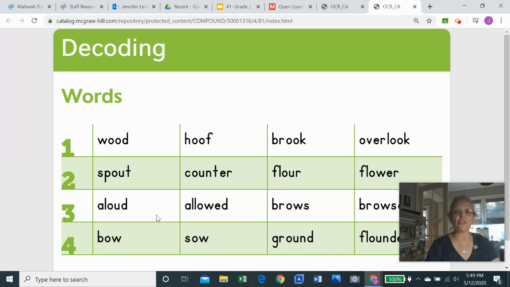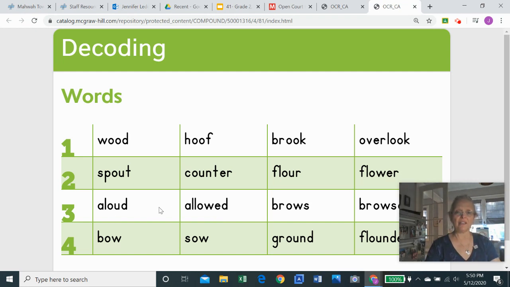Okay, third line. Aloud, allowed, brows, and browse. I'm sorry, you cannot see the end of this word, browse, but it's B-R-O-W-S-E. Now, you probably noticed something about these words. These are pairs of homophones. They have the same sound, they are spelled differently, and they mean different things.